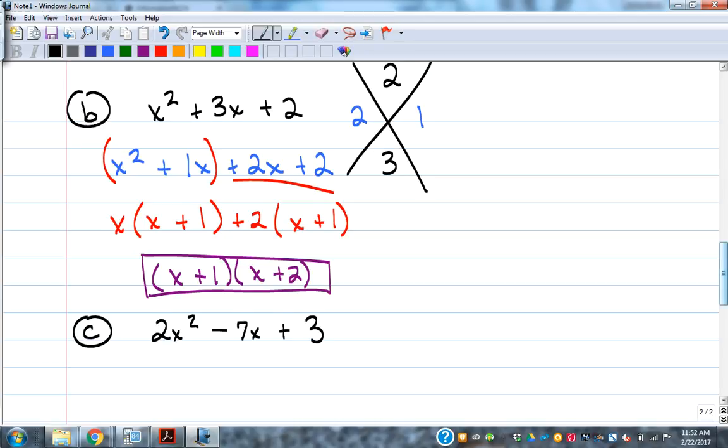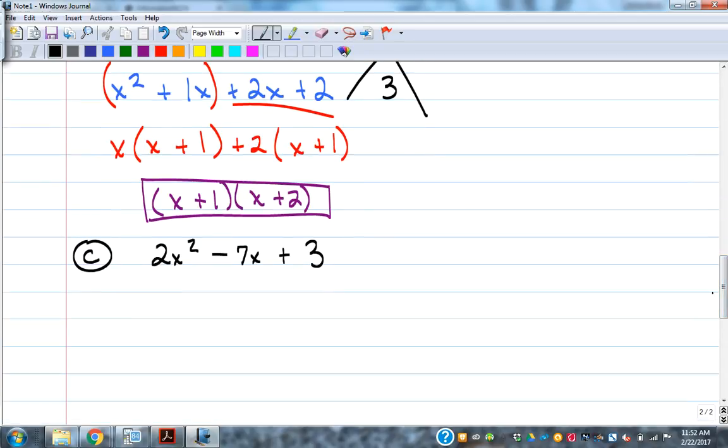Let's try this one. 2x squared minus 7x plus 3. I'm throwing a negative sign in there. It's going to make us have to think a little bit. What goes in the top of the x? 6, positive 6. What goes in the bottom of the x? Negative 7, because it's minus.